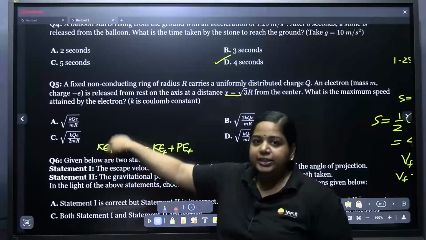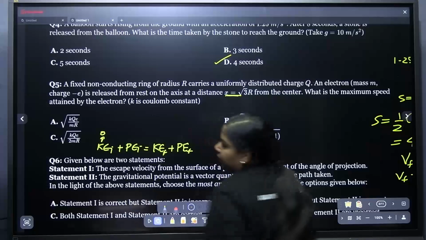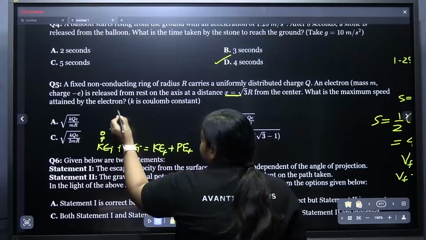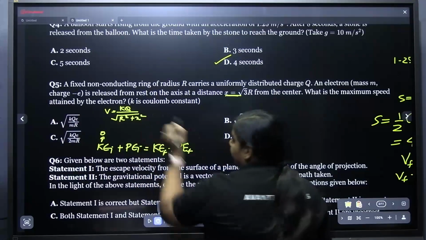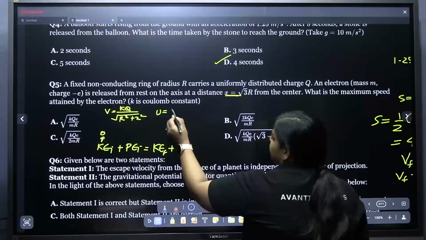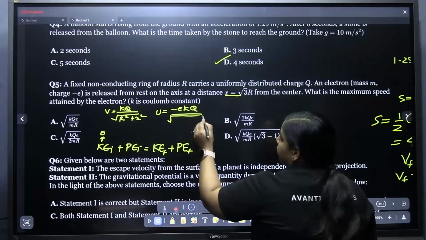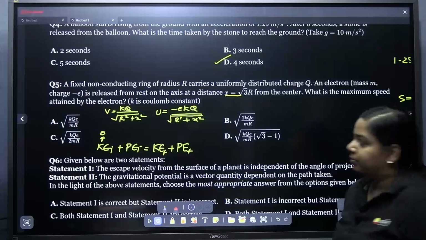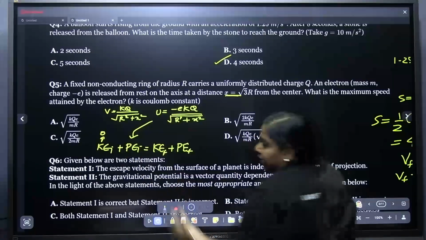And see here, initial kinetic energy, it's starting from rest. So initial kinetic energy is 0. To find potential energy, we have an equation for the ring. Potential energy equal to kq by root of r square plus x square. So potential energy u will be equal to, this is our electron, so minus e kq divided by root of r square plus x square. This will be the potential energy. For the initial one, you substitute x equal to root 3 r and substitute it here.